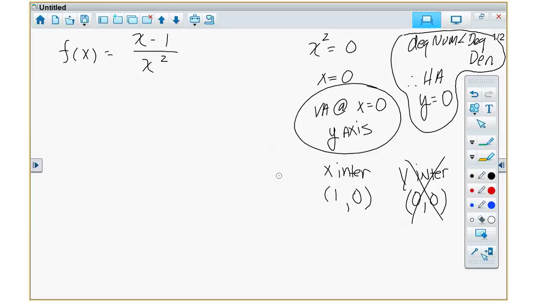Y'all slow. All right, so let's just check it. Plug in negative x. Plug that in. All right? Negative, I'm sorry, hold on. Parentheses.